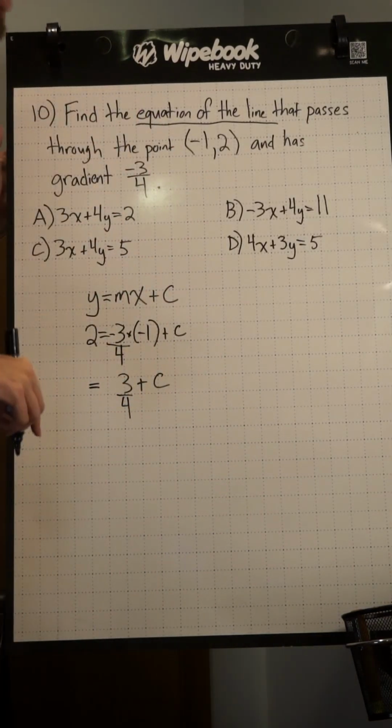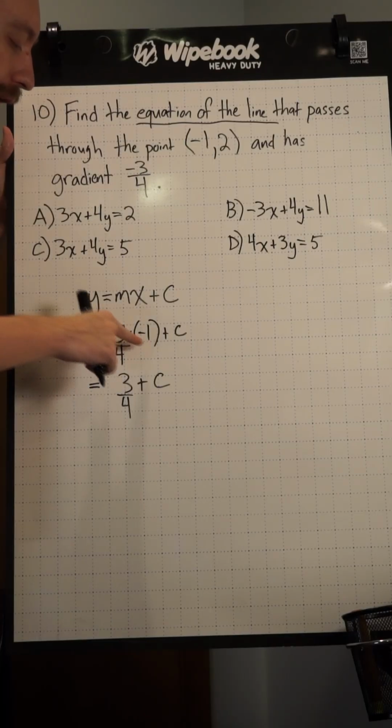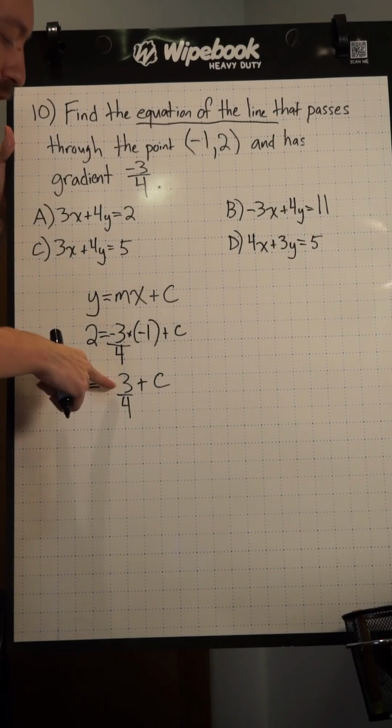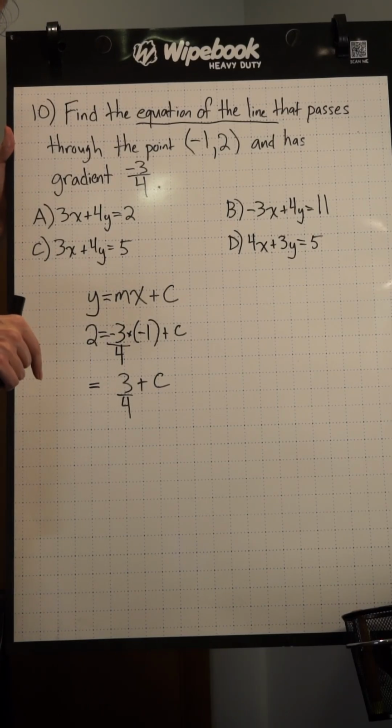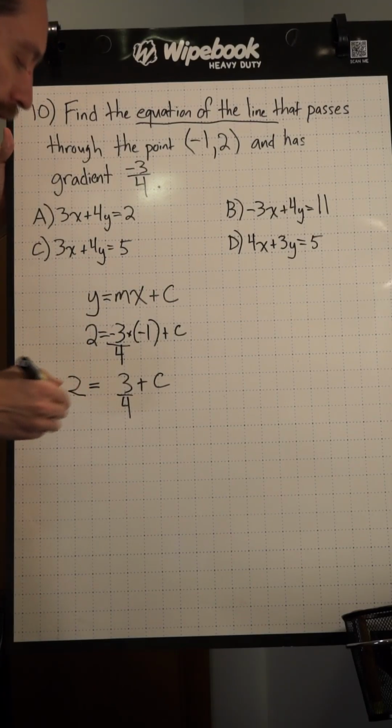Okay, before we move on, now let's look at the sign. We have a minus times a minus. So minus times a minus will give us a plus, right? So we have positive 3 divided by 4. Okay, so that's good. And on the left side, we just have the 2.